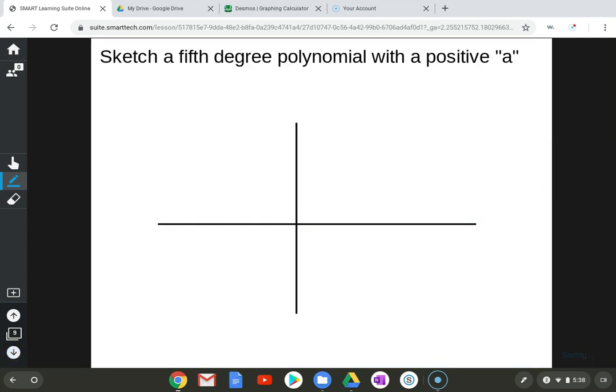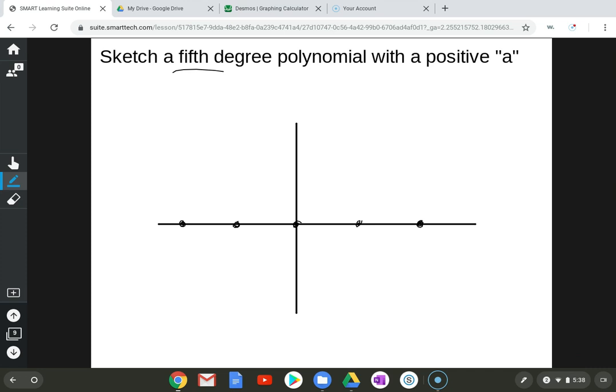All right, so if we had to sketch a fifth degree polynomial with a positive a, a fifth degree means we can guess that it could have 5 different x-intercepts. It doesn't have to. It can have 3 and have some be repeated. But we're just going to sketch a fifth degree. Let's just throw 5 x-intercepts on here. I'm just going to roughly evenly space them: 1, 2, 3, 4, 5. There's our 5 x-intercepts to go with our fifth degree.